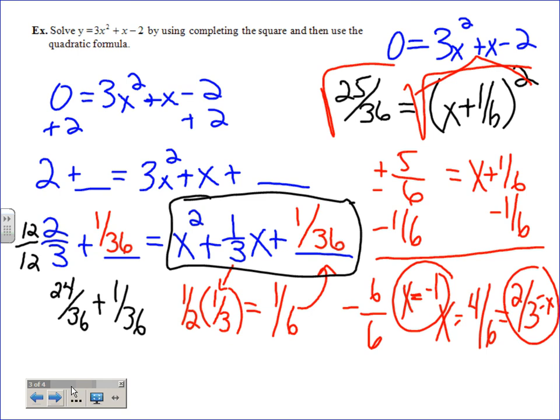Again, I'm assuming you can all do it with quadratic, and guess what? You get the same answers. But what you don't get from quadratic is the vertex, which comes from right here. Good luck finding that vertex on your own. Left 1/6 and down 25/36.